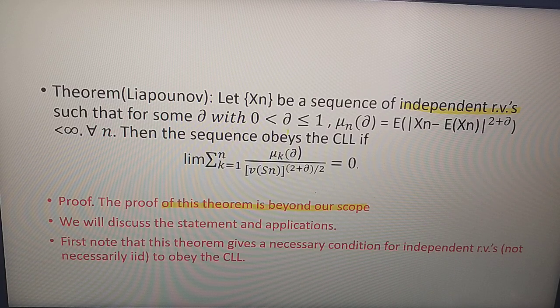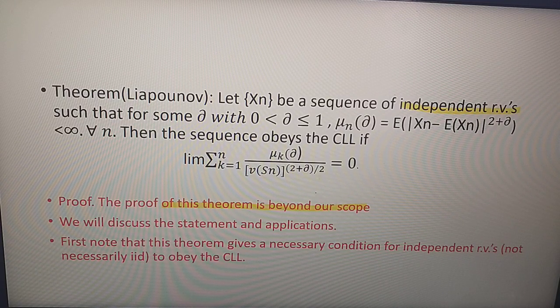And the condition is that for a delta lying between 0 and 1, delta is a fraction, we define mu_n^delta as the expectation of |Xn minus expectation Xn| to the power 2 plus delta, for all n. Then the sequence obeys the central limit law if the limit over n of the summation k from 1 to n of mu_k^delta divided by variance of Sn to the power (2 plus delta) by 2 is equal to 0. This whole thing is the Lyapunov condition.